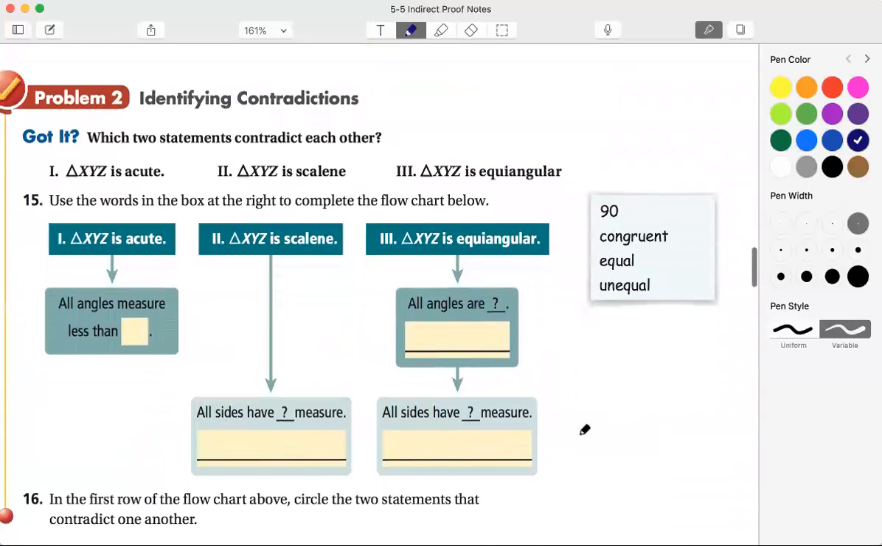All right, which statements contradict each other? Triangle AYZ is acute, it's scalene, or it's equiangular. What does it mean to be acute? All angle measures are less than 90 degrees. If it's scalene, all sides have unequal measure. And if it's equiangular, all angles are congruent, and that means all sides have equal measure. So the ones that are in contradiction are scalene and equiangular.